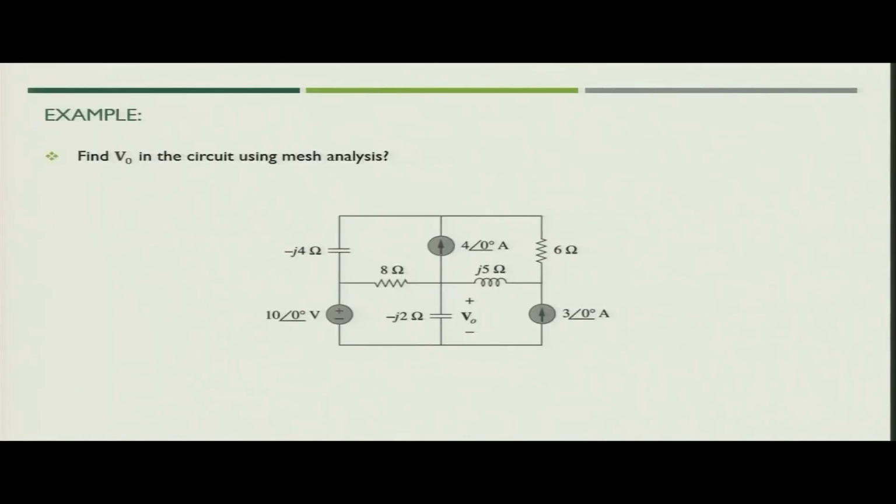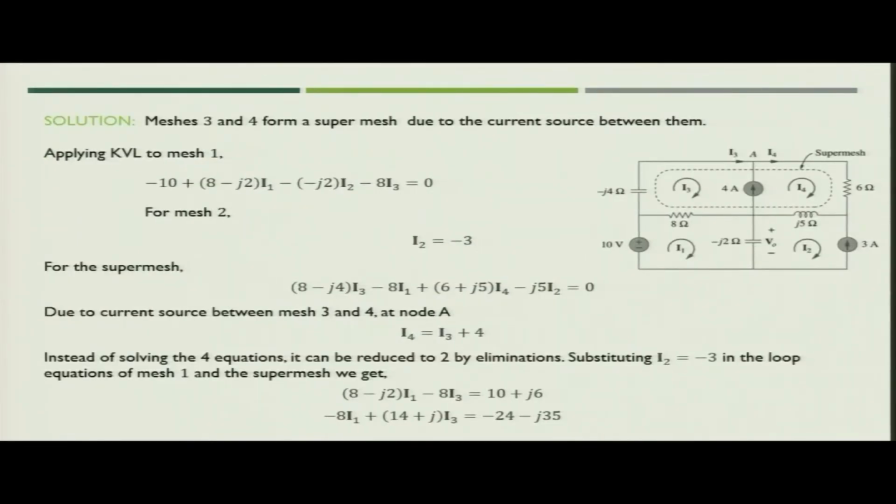So, next let us try to find out the value of V naught in the circuit using mesh analysis. What we will do here, we see first that we have one current source coming between two meshes, that is between two loops. So, we can create a super mesh, because if you have a current source between two meshes, we can create a super mesh and solve it. So, meshes 3 and 4 will now form the super mesh due to the current source between them.